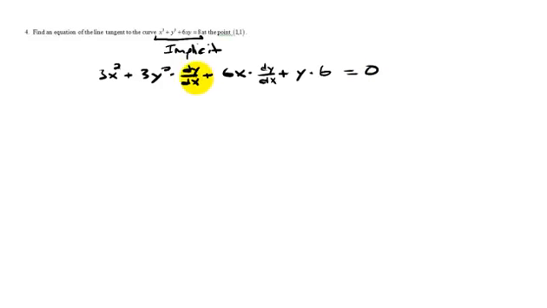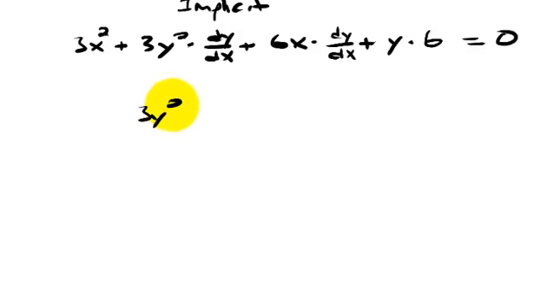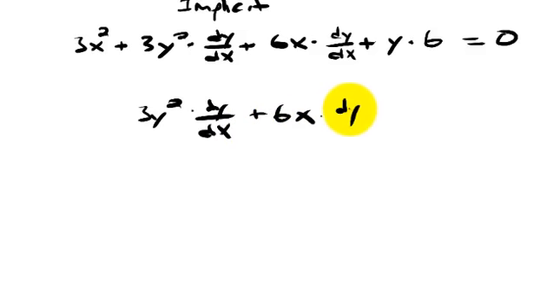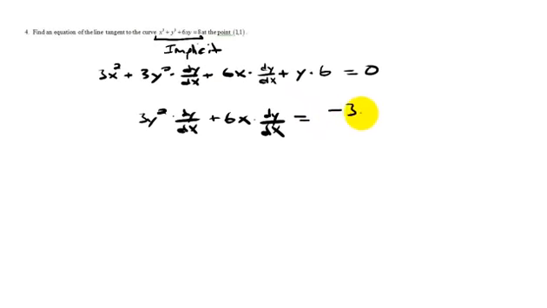So what I have to do is solve for dy/dx. Anything that does not have dy/dx, bring it to the other side. So we're going to get 3y squared dy/dx, and what else? Plus 6x dy/dx. All right, and then what doesn't have a dy/dx, bring to the other side, so that I'll have the negative 3x squared minus 6y. All right, let's solve for dy/dx.